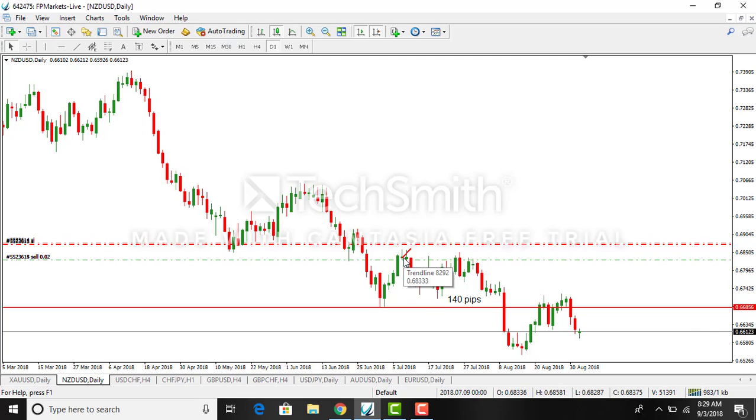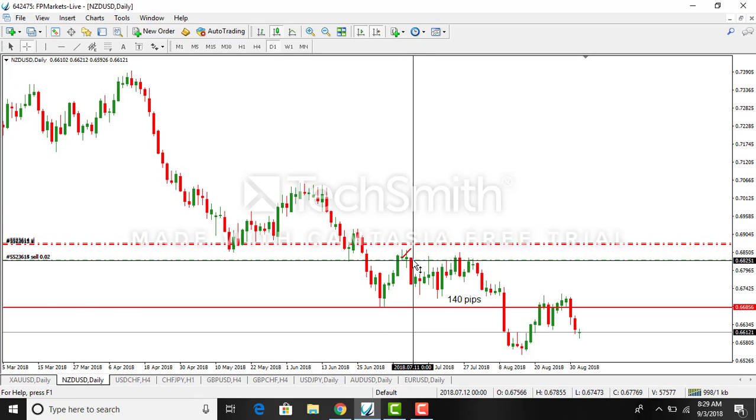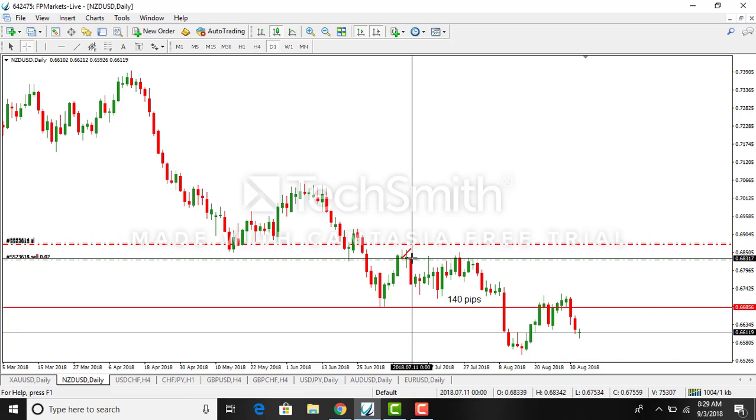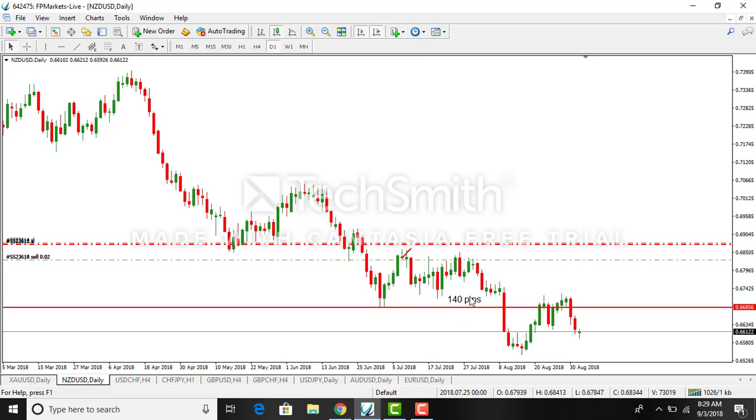So going back to my entry point, I entered at this candle here. Only 3 positions though. I should have entered 4, but I had been on a bad losing streak, so psychology just made me stick to opening 3 positions. But if we put a marker from where we entered all the way to this red line here that I drew, and I'll show you why I drew it, it's roughly, say, 140 pips.